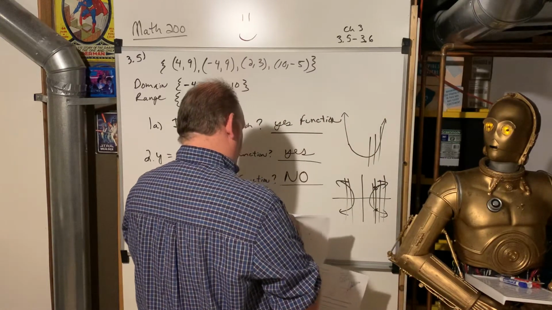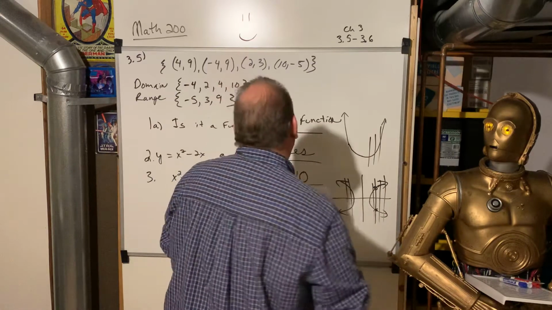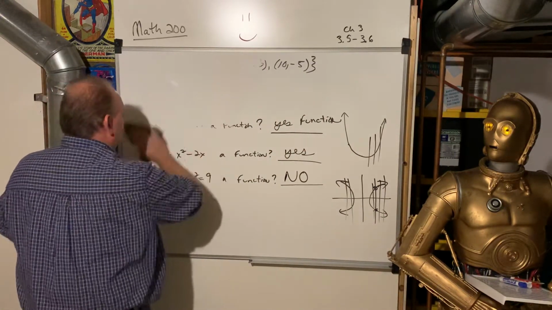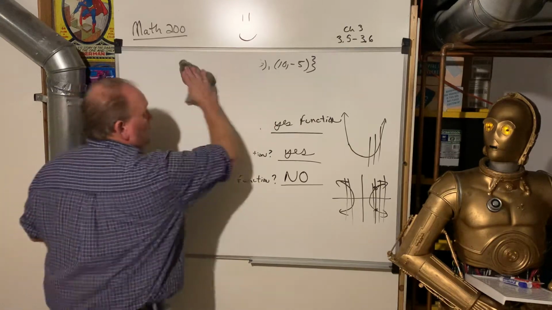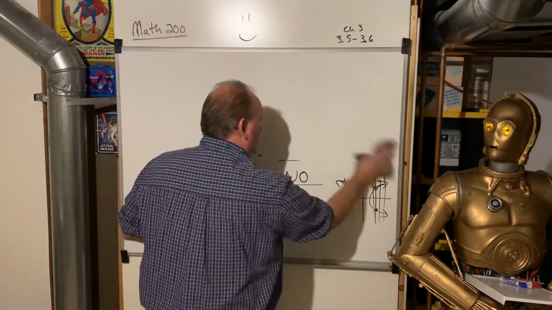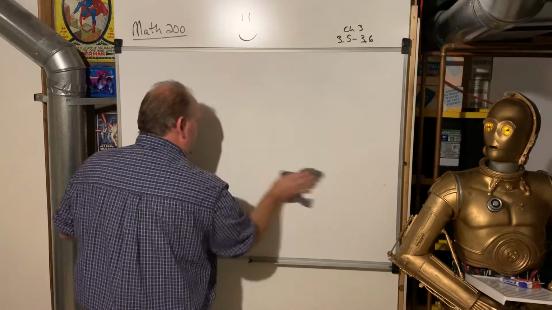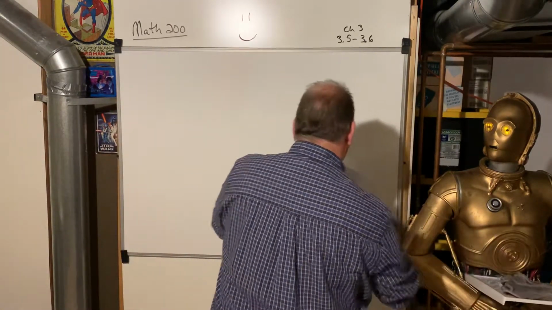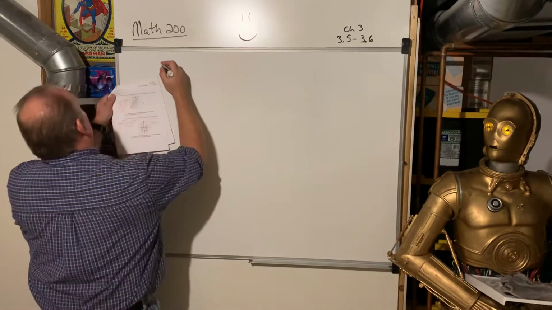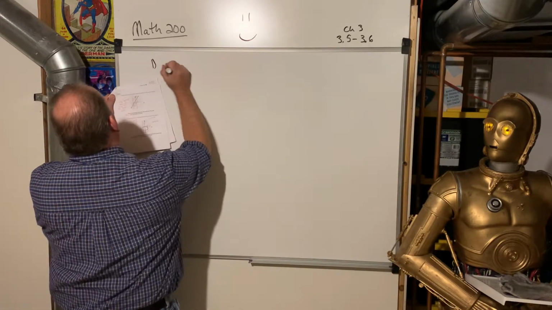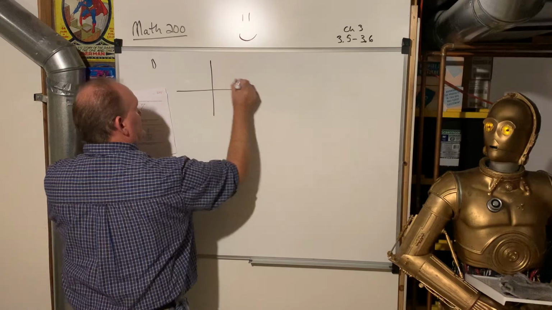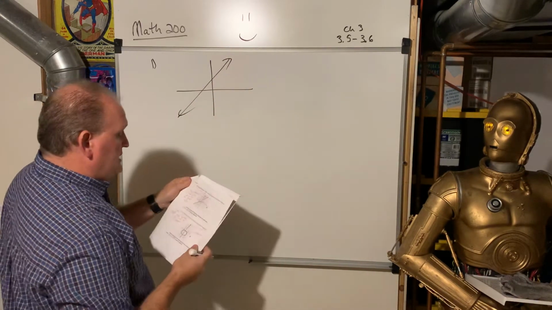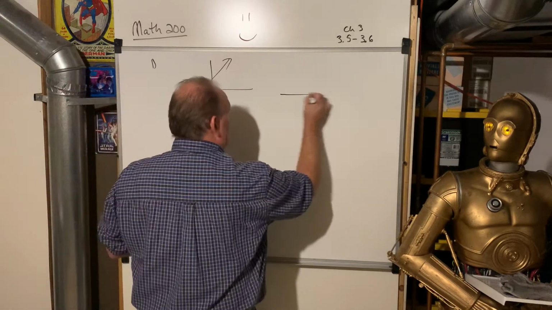So on page 15, we've got pictures already drawn, and they want to know, are those graphs functions or not? So on the top of page 15, we've got just a linear equation. And most linear equations are functions. This is a function.